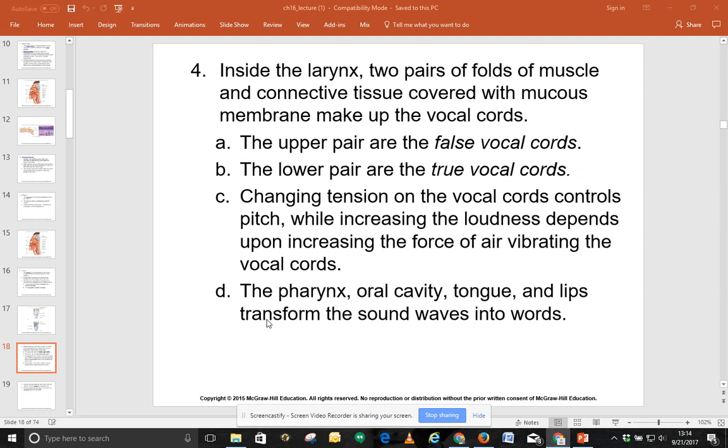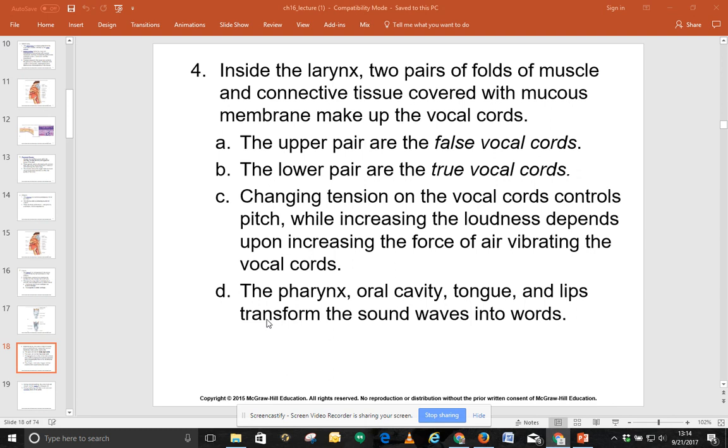Now, the upper pair are called the false vocal cords. The lower pair are the true vocal cords, which is going to make your speech. Changing the tension on the vocal cords controls the pitch, while increasing the loudness depends on the force of air coming through your vocal cords, which is going to vibrate those vocal cords. So our pitch is controlled by muscles, and loudness is going to be how much air, or hot air, no pun intended, you're blowing out through those vocal cords.